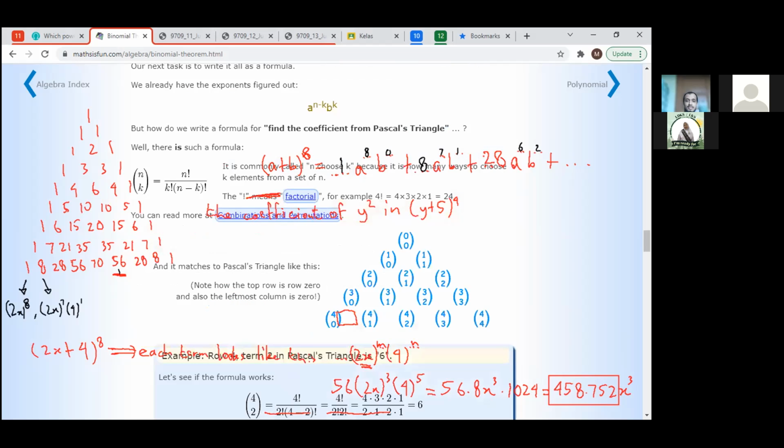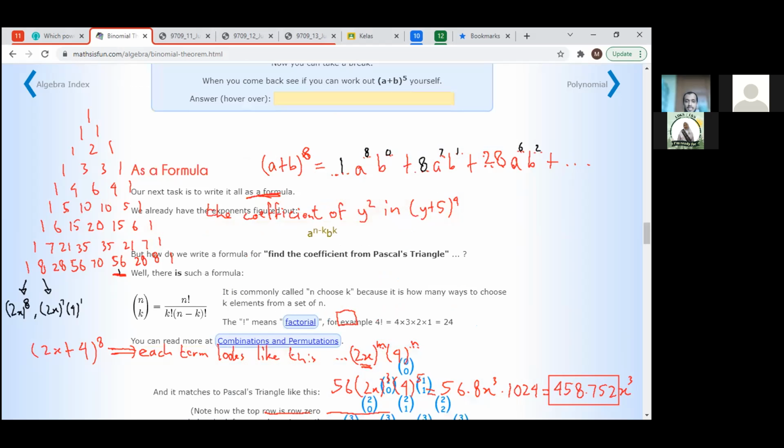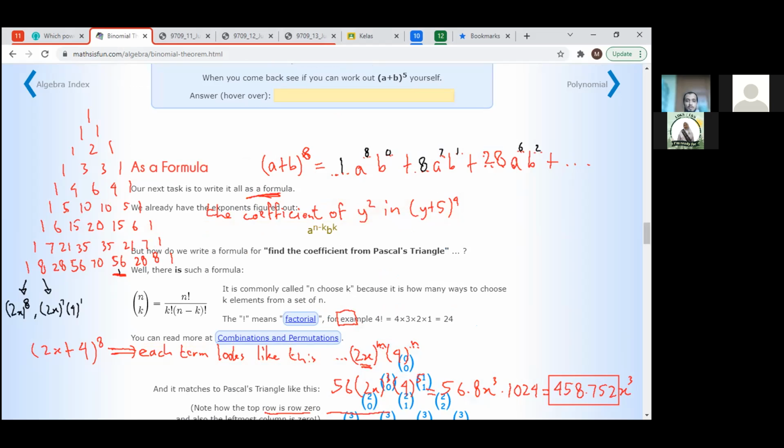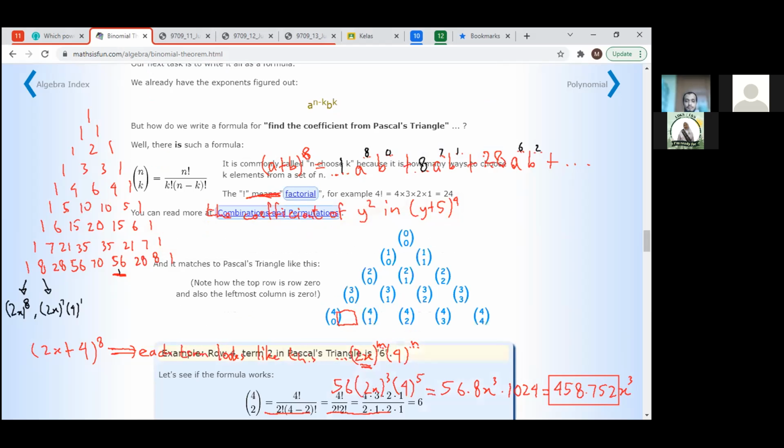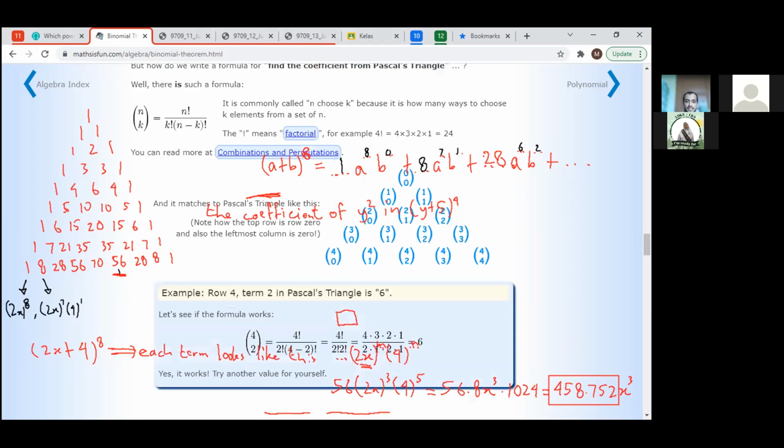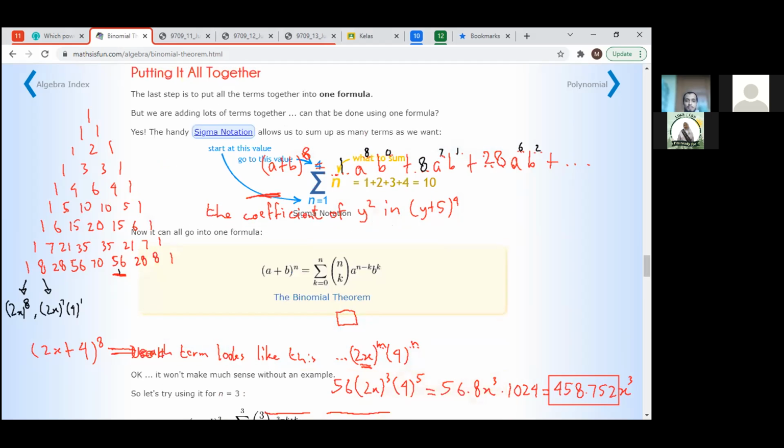Pokoknya untuk pangkatnya bentuknya seperti ini. Kemudian nanti koefisiennya bentuknya seperti ini. Ini akan kita pelajari selanjutnya. Sigma ini artinya jumlah, nanti kita bahas. Yang di dalam kurung ini adalah koefisiennya. Nilainya akan bersesuaian dengan yang ada di segitiga Pascal.